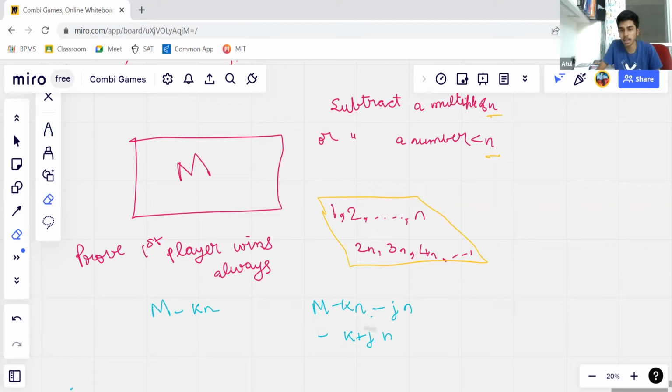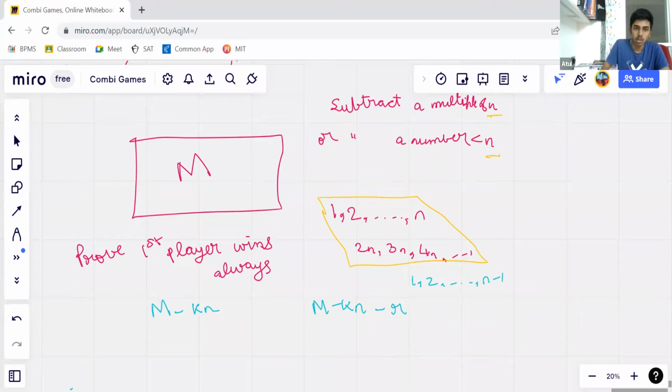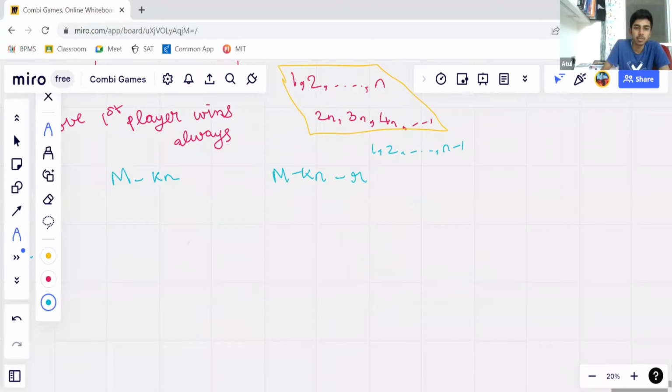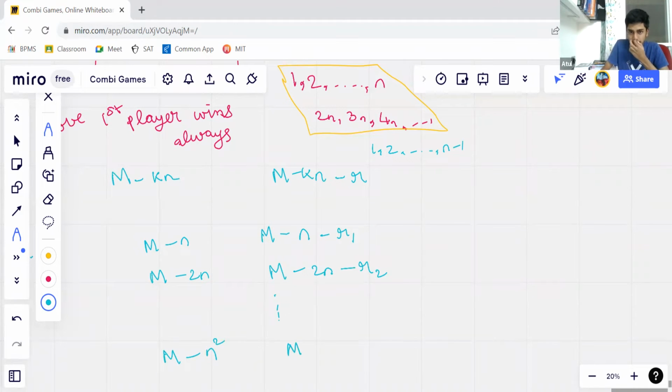Which is a contradiction, right? No, this is not it. I'm just saying that the second player can't subtract a multiple of n. So they do subtract some number r from 1 to n minus 1. So this is the clever part. For m minus n, you're replacing it with m minus n minus say r1. For m minus 2n, suppose you're replacing with m minus 2n minus some r2. And so on until at least m minus n square, so m minus n square minus rn. Right?